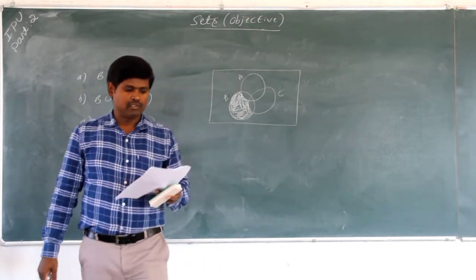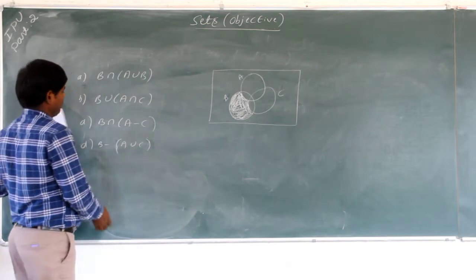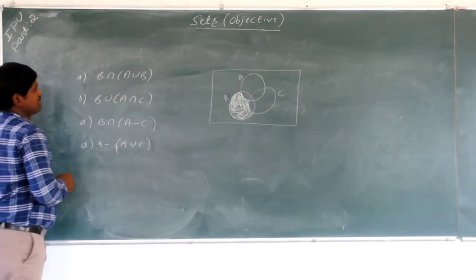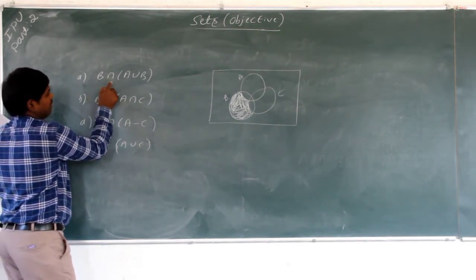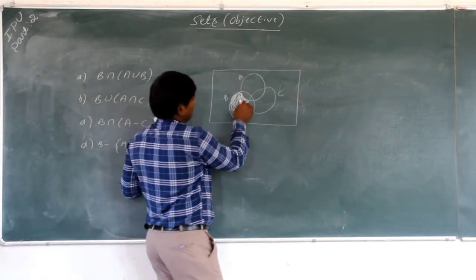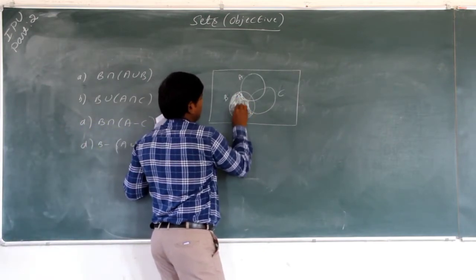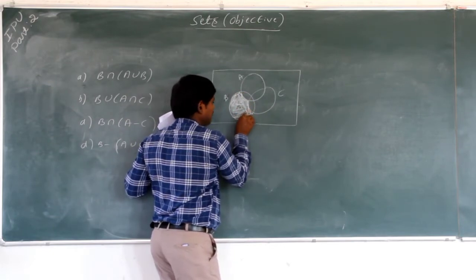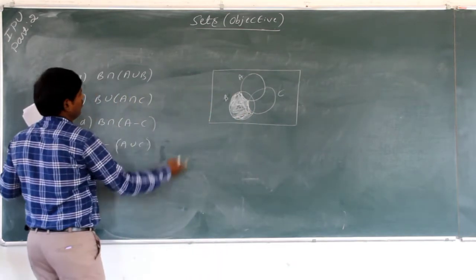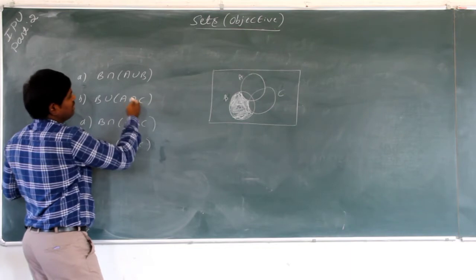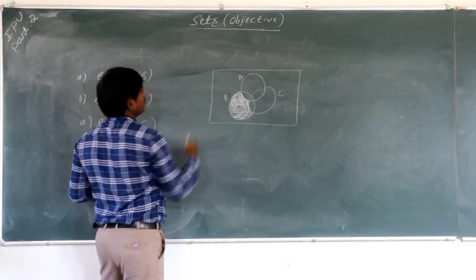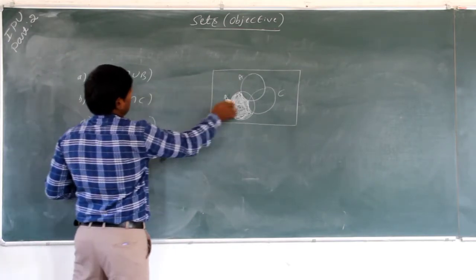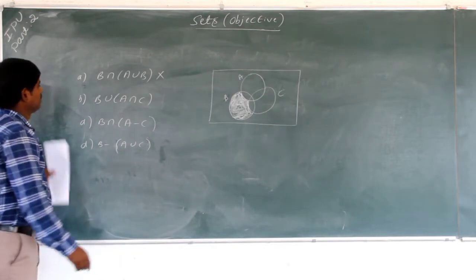The shaded region in the given figure is... See here, the first option is B intersection A union B. So observe here, this is the region, consisting of the elements in set B only, the elements that belong to B only. A union B is the elements which belong to A or B or both. So therefore here, this is not the shaded region.